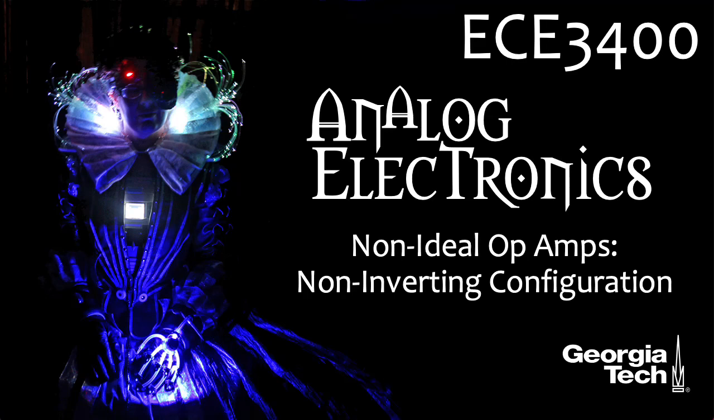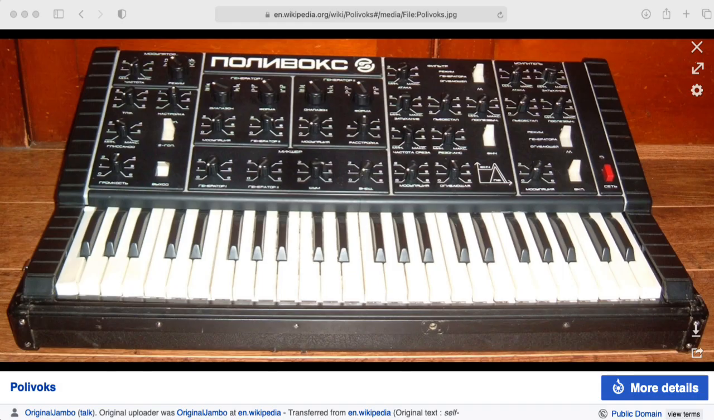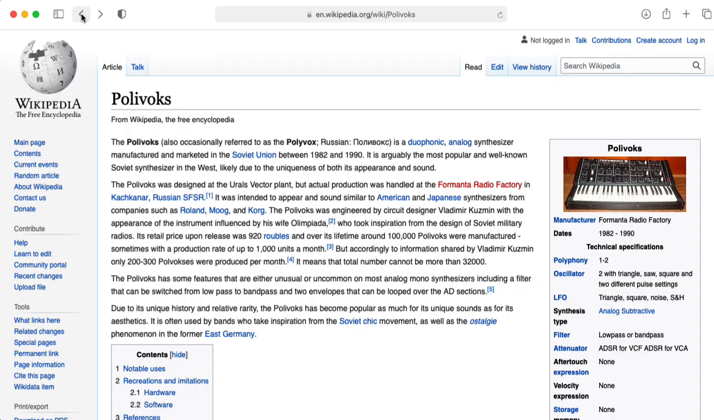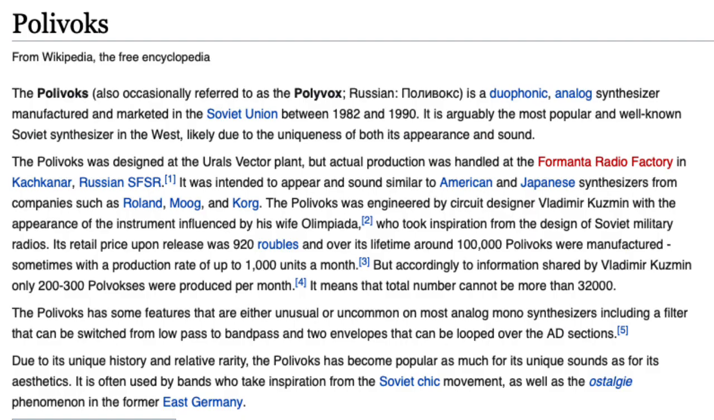I'm a professor of electrical and computer engineering at Georgia Tech, and this is the Polyvoks, a synthesizer that was born in the Soviet Union in 1982. We'll talk about it a little bit later in this lecture.